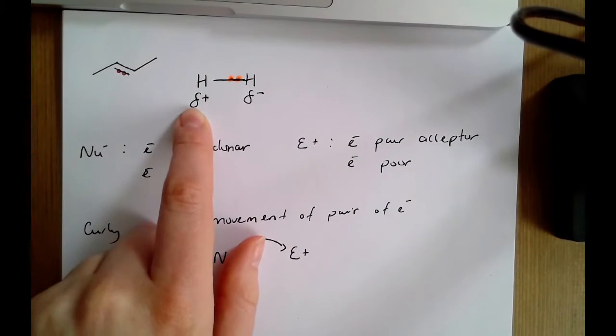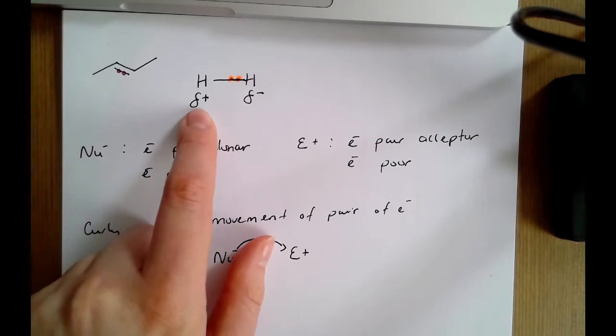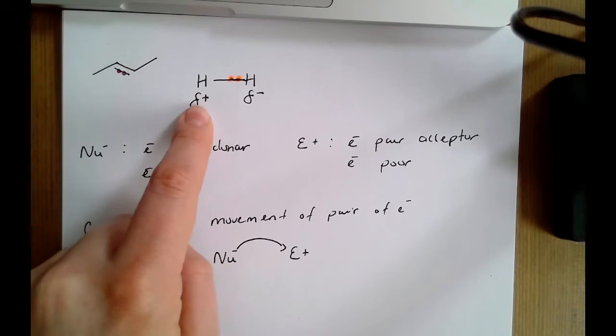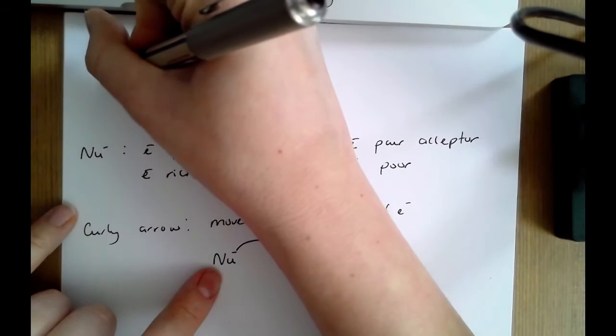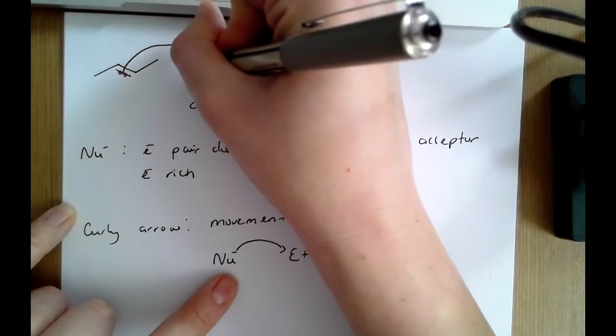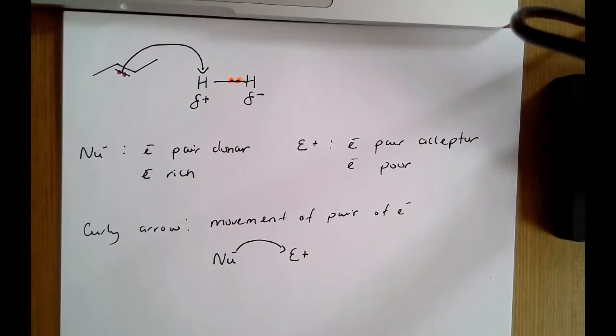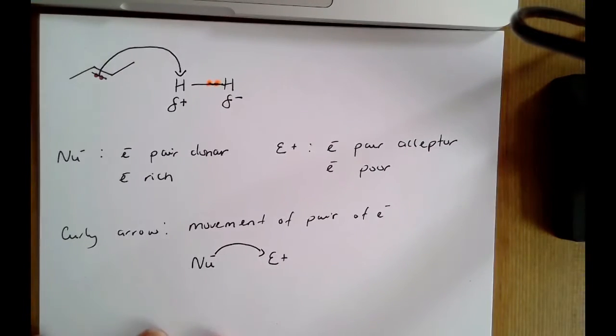Now I've got something that's delta positive. I've now got an electrophile. I always had a nucleophile. Now I've got an electrophile. I'm going to start my curly arrow on my nucleophile and end on the electrophile. So I'm going to start here on the double bond. I'm going to end here on the hydrogen with the delta positive charge.